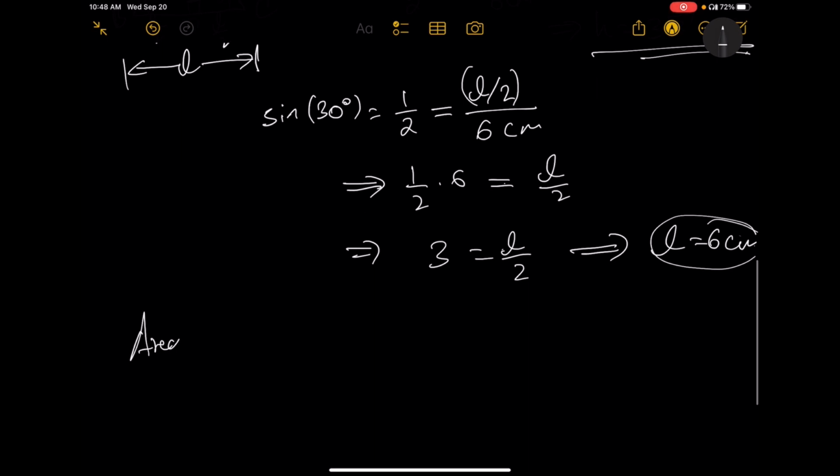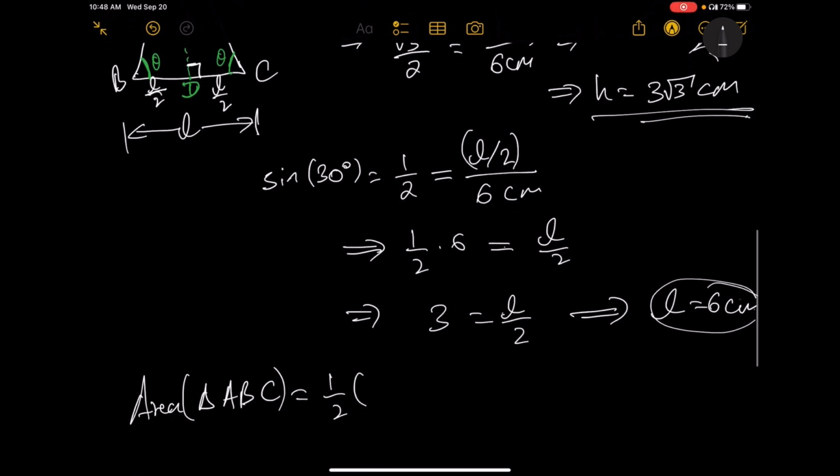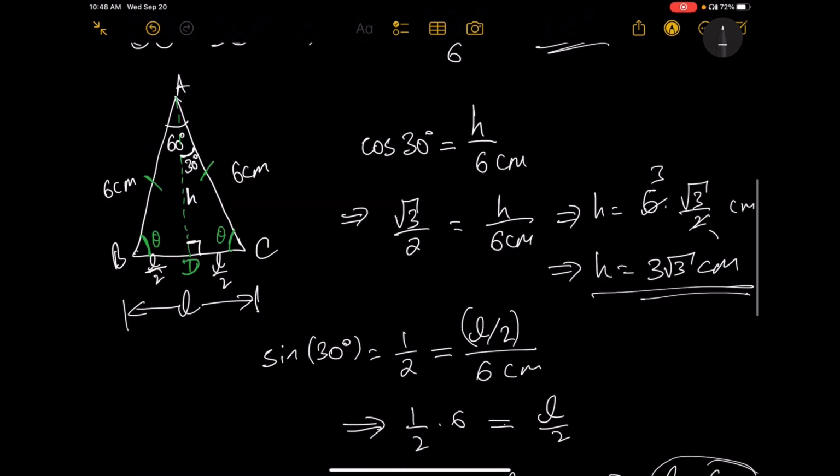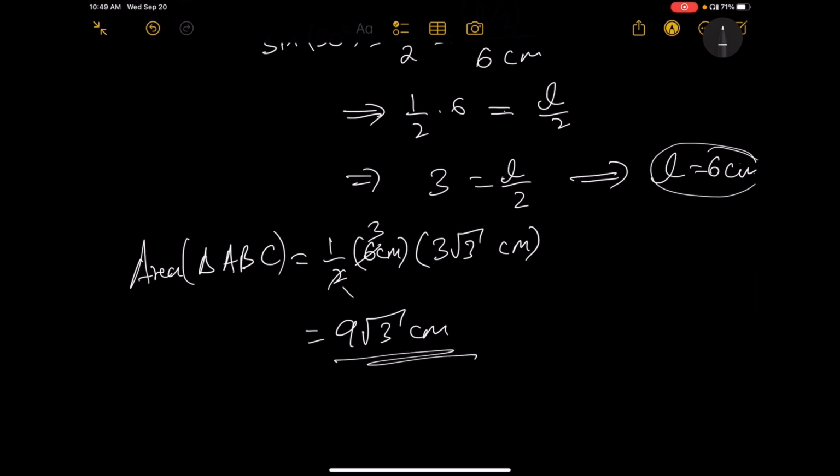Okay, the area of triangle ABC is equal to 1 over 2. What is the base? The base is L, which is 6 centimeters, times the height. The height is h, which is 3 root 3 centimeters, right? 3 root 3 centimeters. So በሁለት 3 times 3 that would be 9 root 3 centimeters. This is only the area of triangle ABC.